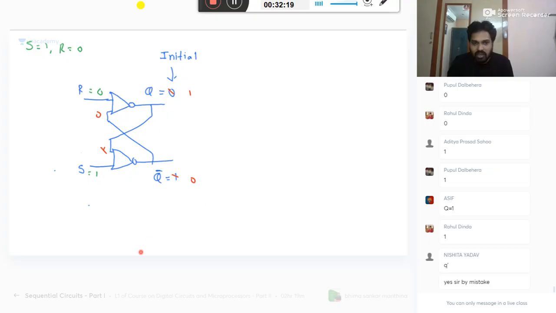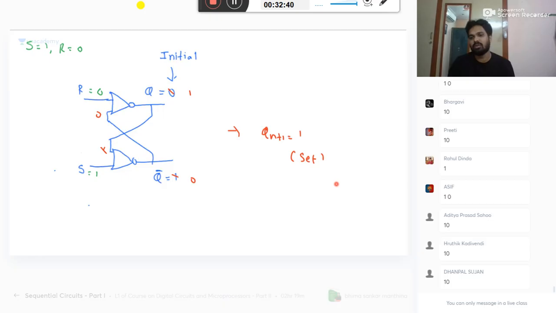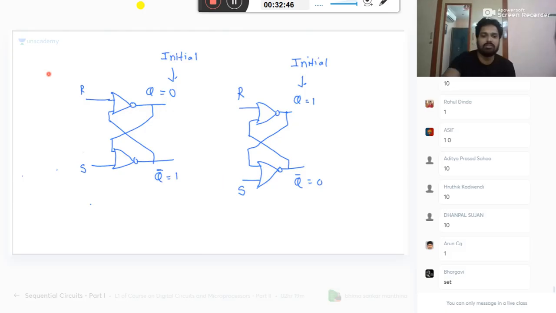Similarly, here whatever may be the previous value, whether it is 0 1 or 1 0, in both the cases what do you get? 1 0. So here you can say Qn plus 1 is equal to 1. That is what we call set. Strike off this fellow.